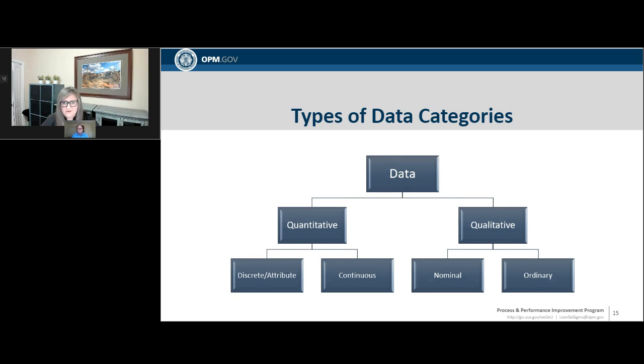So then as we jump over to qualitative data, I just wanted to spend a minute talking about nominal versus ordinal types of data. If we think about nominal, those variables don't necessarily have an inherent order or that specific quantitative value.